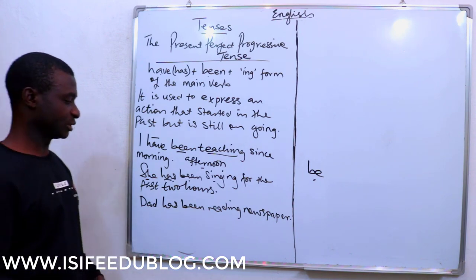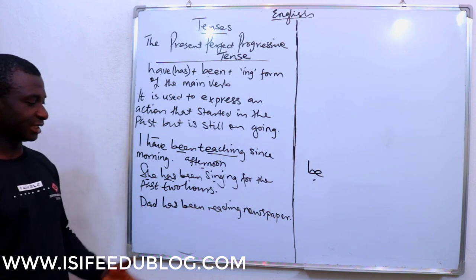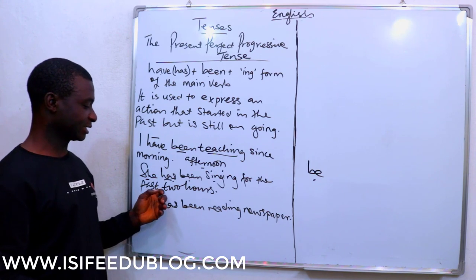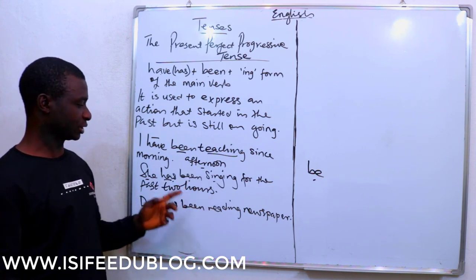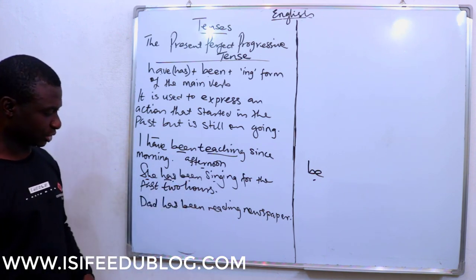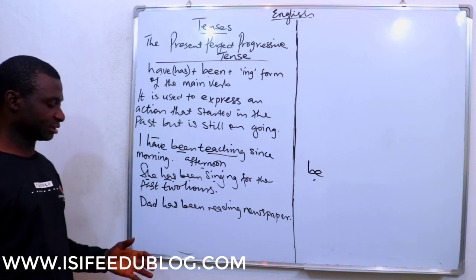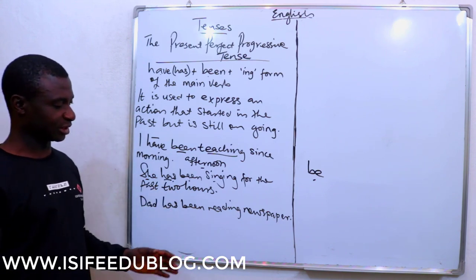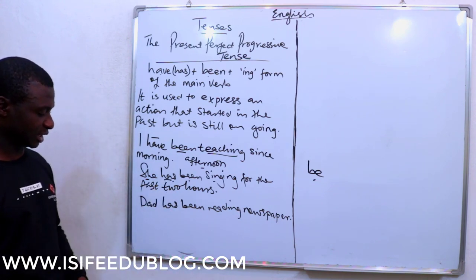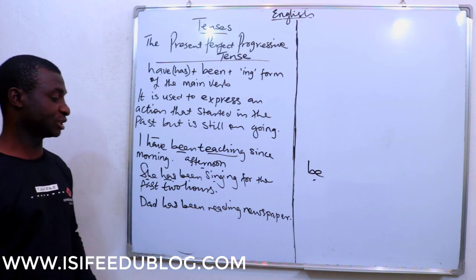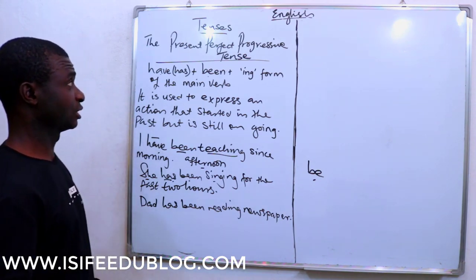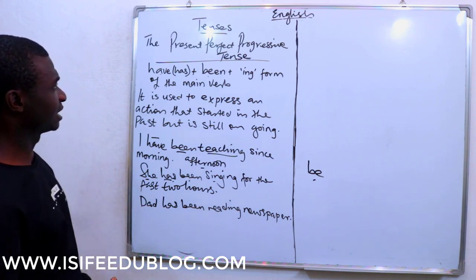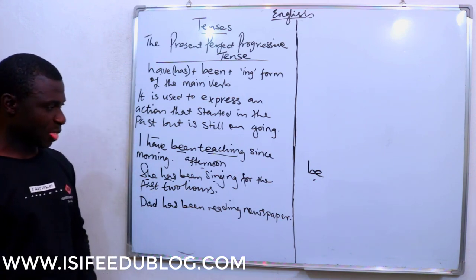Dad has been reading newspaper. Now, I didn't add anything in the adverb form like I did with past 2 hours or since morning, but it should be understood that Dad started reading this newspaper and has been reading it until the point of making this statement. Alright? Dad has been reading newspaper. It's still ongoing. So that is the present perfect progressive tense.